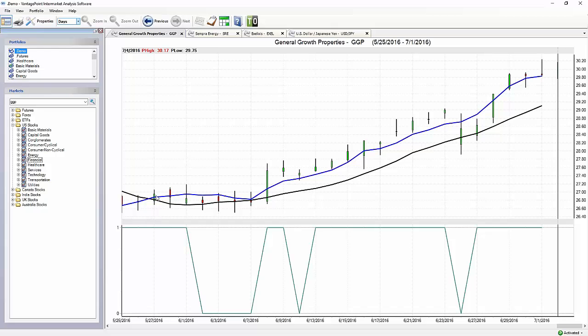So what you see here in General Growth Properties is this really clear crossover to the upside, indicating that our blue line has moved above the black line, right? So direction has gone from a downtrend to now the upside. And you'll also see that the neural index was confirming this move to the upside. So that is the timing of when we want to take advantage of a particular opportunity, right when that trend reversal happens.